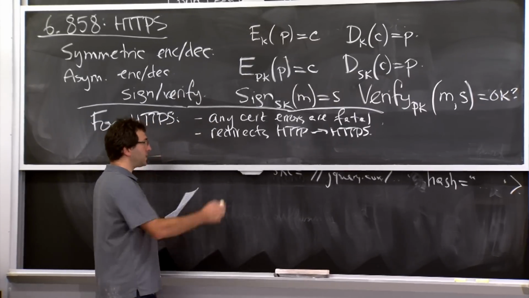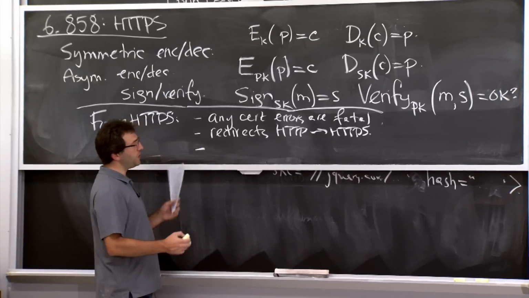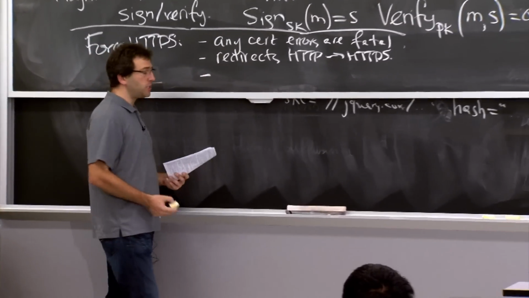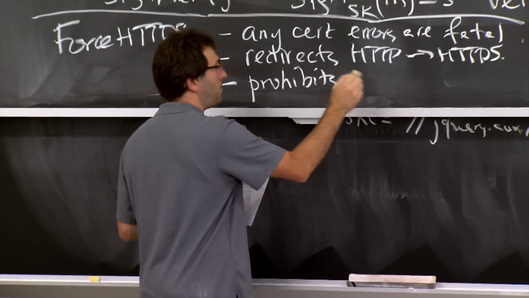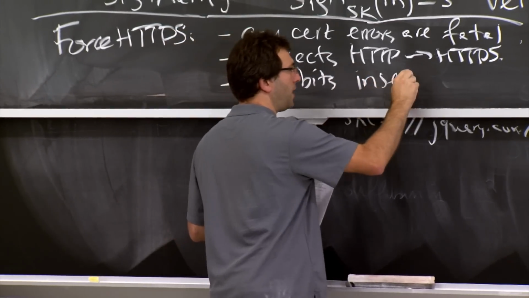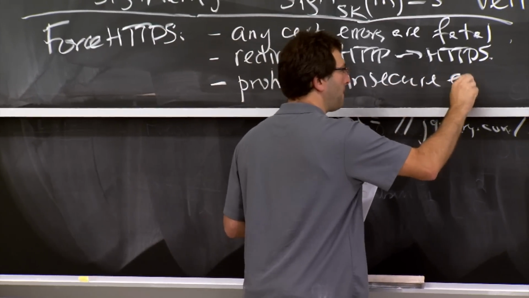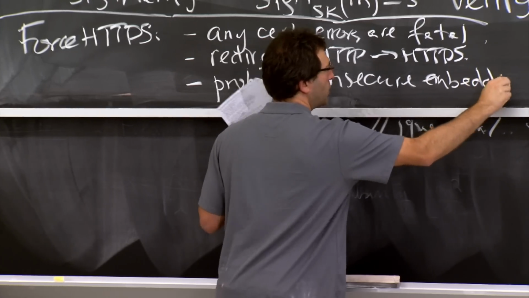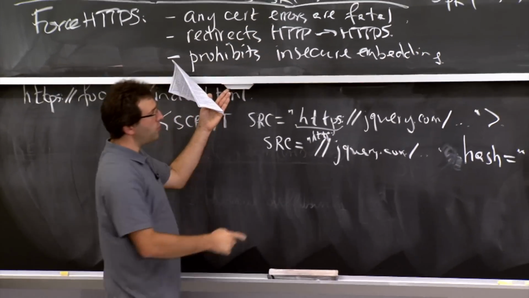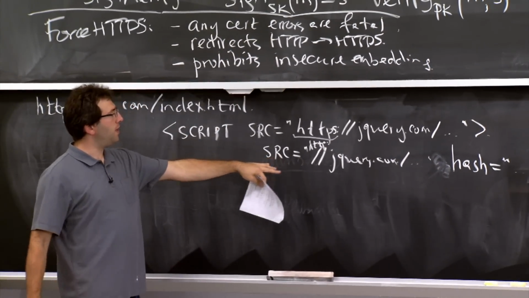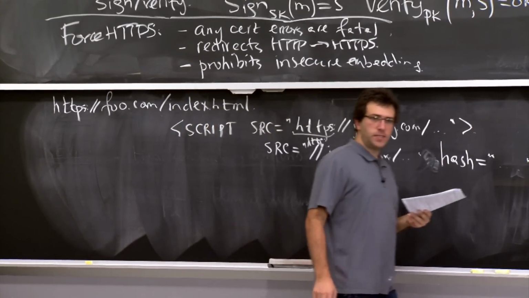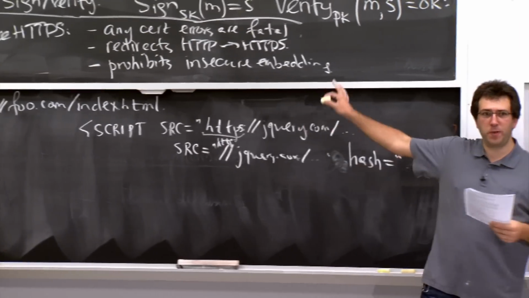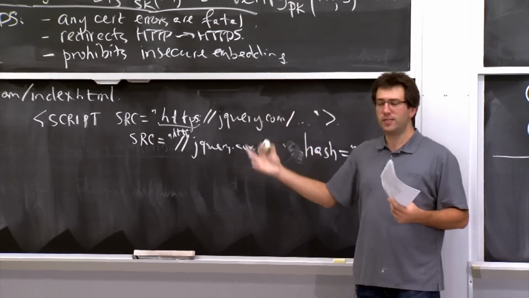And the last thing that this force HTTPS setting changes is that it prohibits this insecure embedding that we looked at below here, when you're including an HTTP URL in an HTTPS site. Make sense? So this is what the force HTTPS extension did.